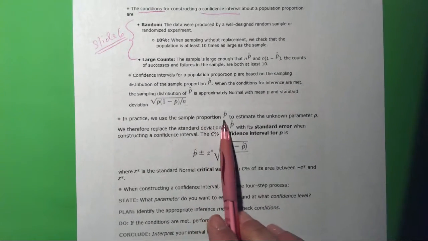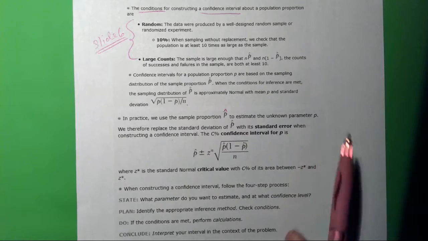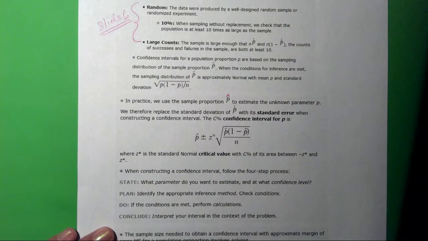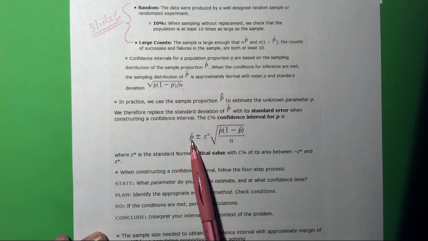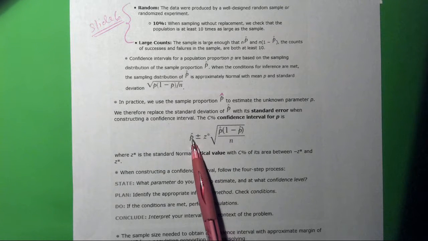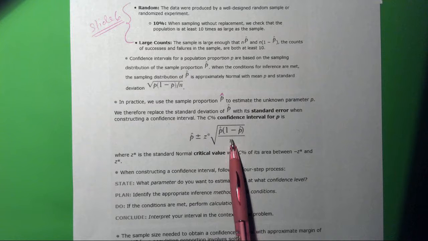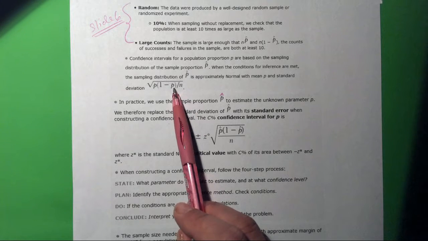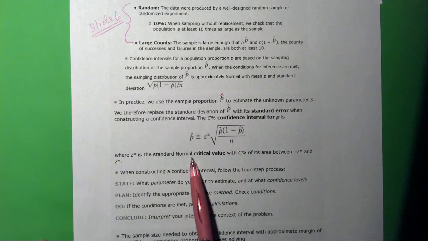in practice, we use a sample proportion p hat. That should be p hat in there. Okay, to estimate the unknown parameter p. Therefore, we replace the standard deviation of p hat with a standard error. Basically, instead of the statistic plus or minus the critical value multiplied by the standard deviation, we use the sample proportion plus or minus the critical value, with the standard deviation replaced by the one using p hat instead of p, because we don't know what our population proportion is going to be. Okay, where z star is the normal critical value.